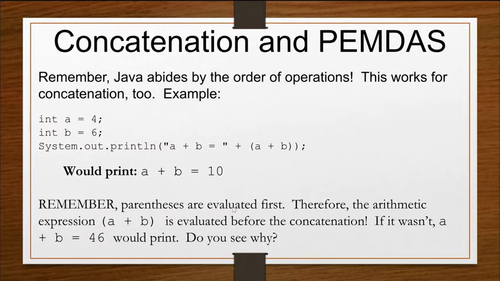Let's look at the code sample. Int a equals 4, int b equals 6, system.out.println, string literal a plus b equals, concatenated with parentheses a added to b, close parentheses. And this would print a plus b equals 10. Remember, the parentheses are evaluated first, therefore the arithmetic expression a plus b is evaluated before the concatenation. If you left off the parentheses, then you would get a plus b equals 46. And that's because a would be concatenated and then b would be concatenated.